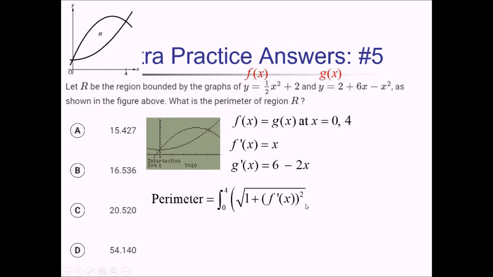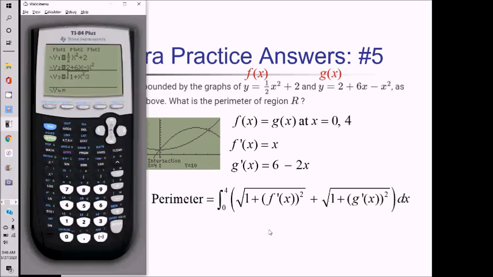Since these are both going from 0 to 4, I'm actually just going to combine them into one big integral. So I'm going to add in here the square root of 1 plus g prime of x squared, put a big dx outside of everything, and this will basically cover having two different arc length formulas added together. So let me do the rest of this on the calculator.